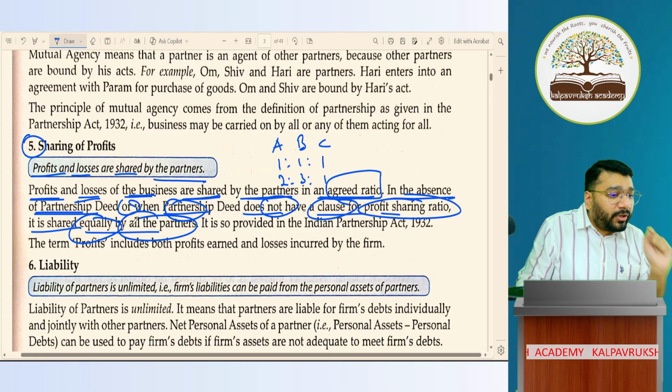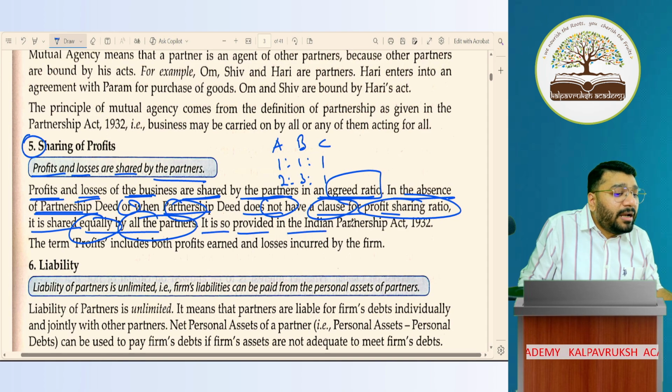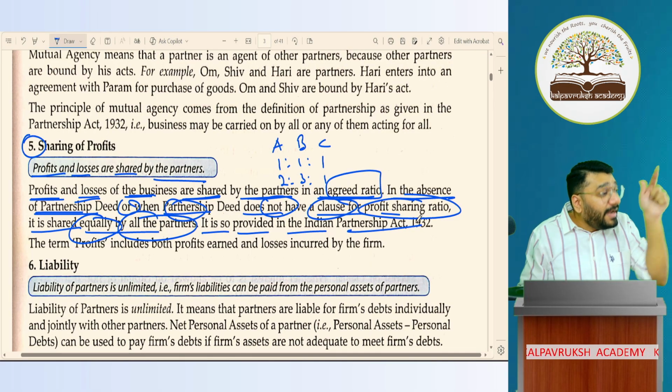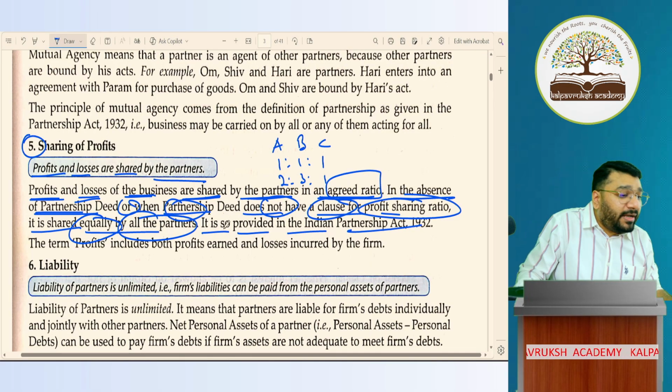Very, very important. It is so provided in the Indian Partnership Act 1932: profits to be shared equally. Who gave it? The Indian Partnership Act 1932 has given it. Now the term profit includes both profit earned and loss incurred.